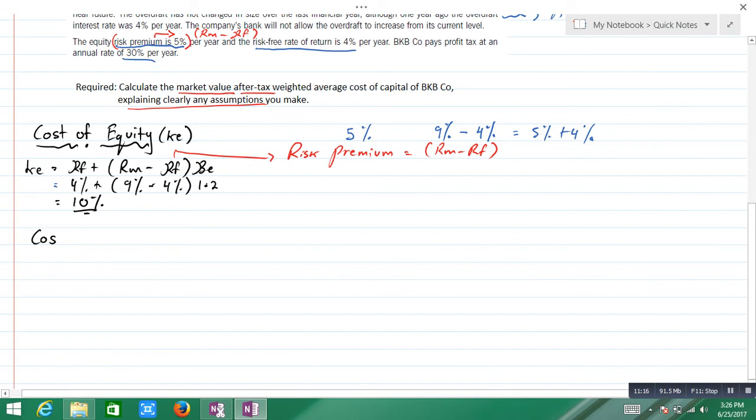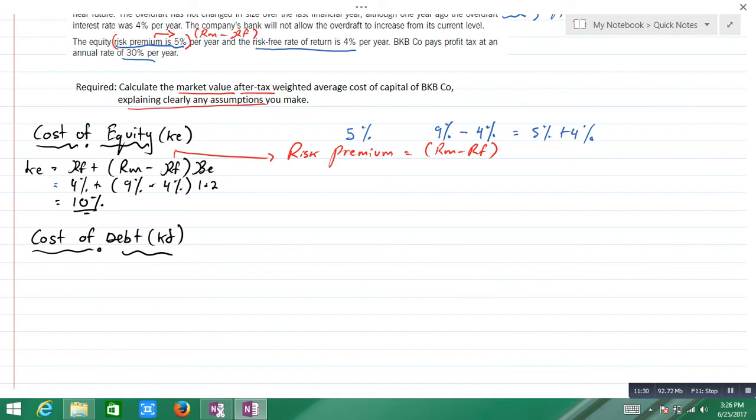Next, cost of debt. Remember this is redeemable, so we need to use our IRR as our KD formula. Remember, we need to calculate IRR here, so we have to do a few workings here.